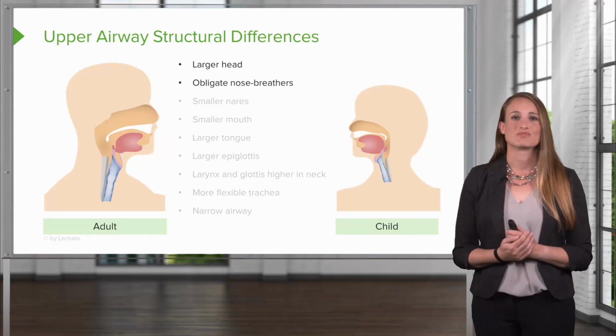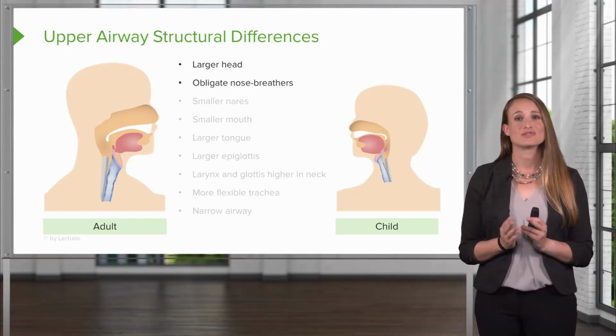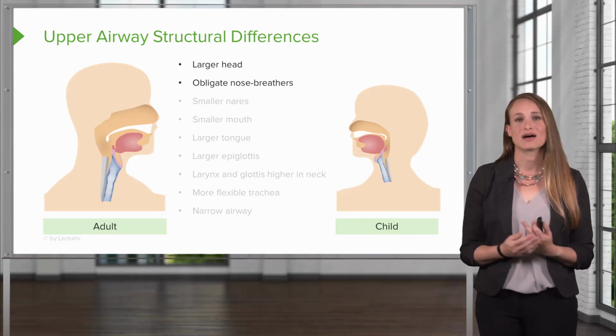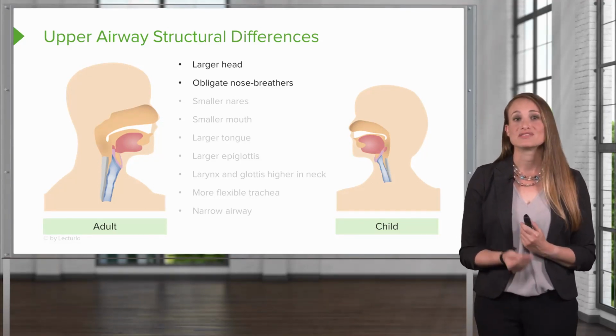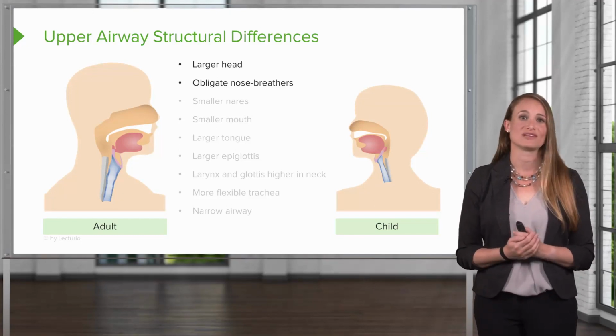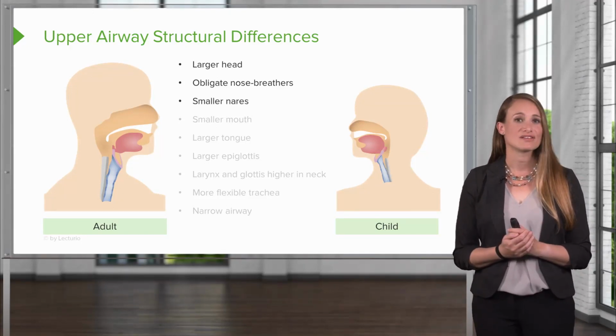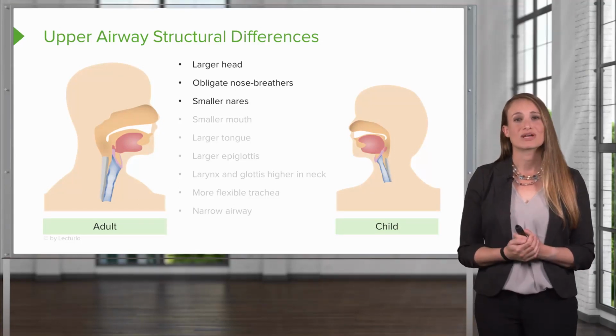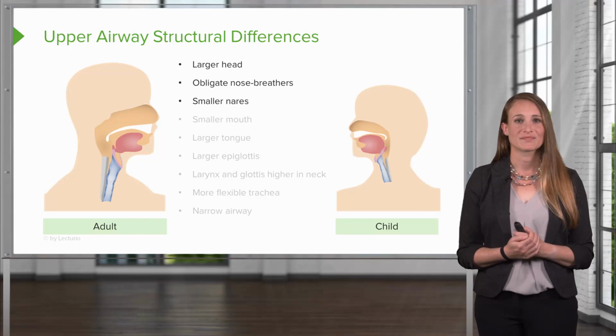Babies are obligate nose breathers, and this is fine if their nose is patent, but let's say they have a cold and they have a lot of nasal mucus and it gets plugged up. Well, they're not able to breathe through their nose and then become mouth breathers, which is less efficient. They have smaller nares, and for the same reason, this is a problem. If they're obstructed or swollen or full of mucus, this can cause a lot of problems with breathing.